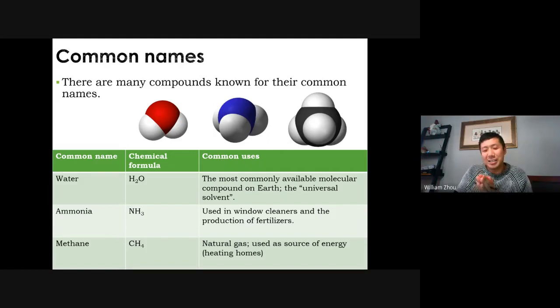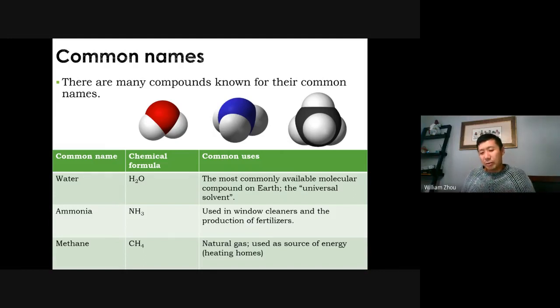Dihydrogen monoxide is just the IUPAC name for water. Ammonia is NH3. No one calls it by its actual name, nitrogen trihydride. I've literally heard that like 0 times.